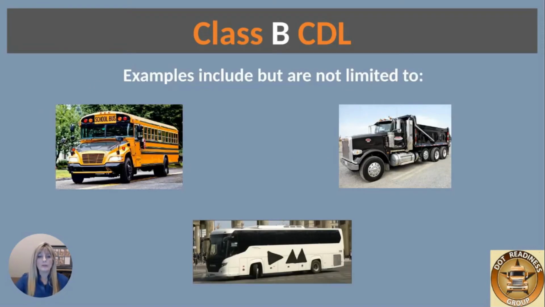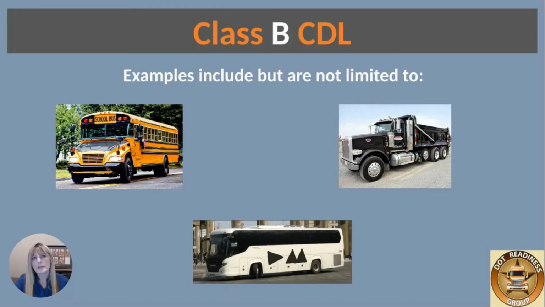So if we look at that and we look at the examples of that, school bus, any kind of bus like that is going to potentially require a Class B CDL if they're not pulling a trailer, or if the trailer that they are pulling is under 10,000 pounds. It could be a dump truck. Could be a cement truck, things like that.